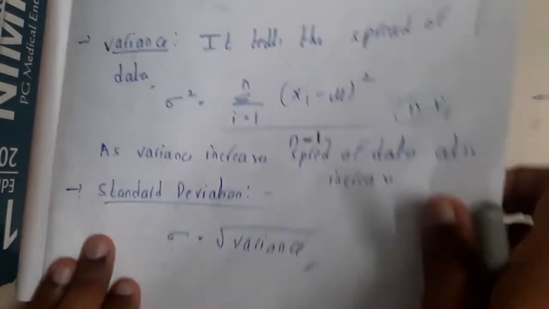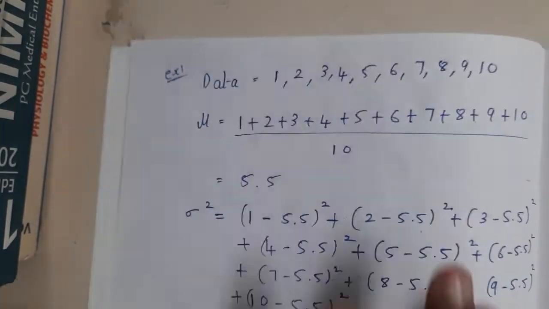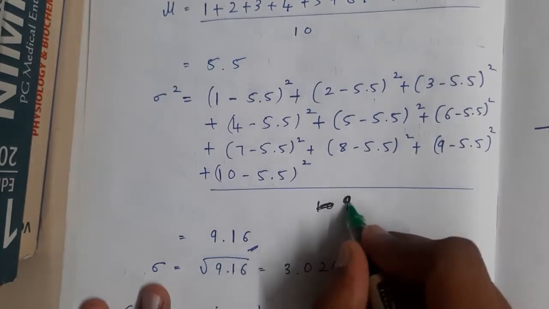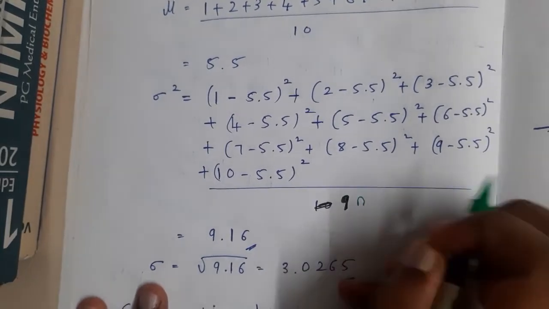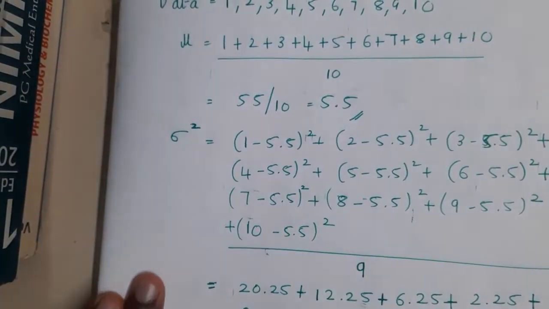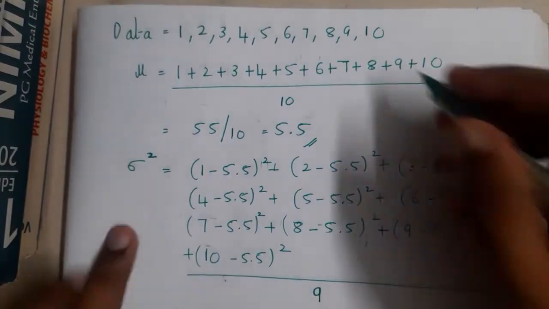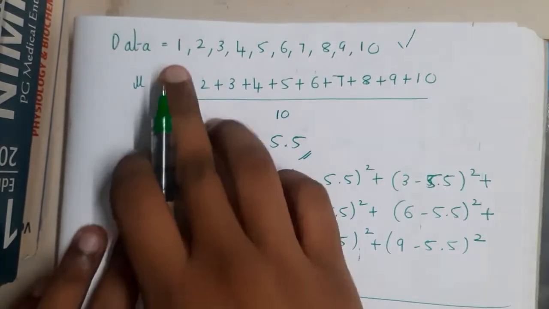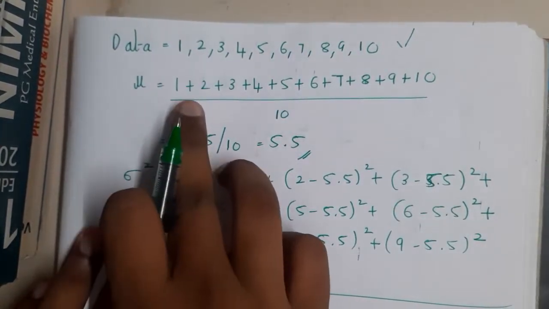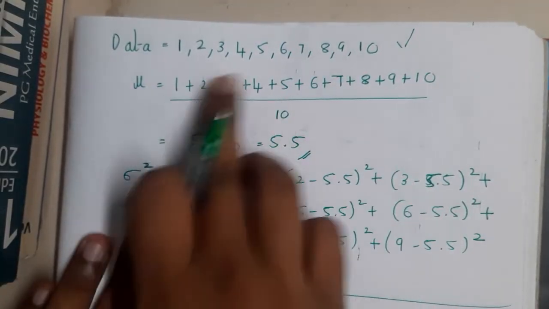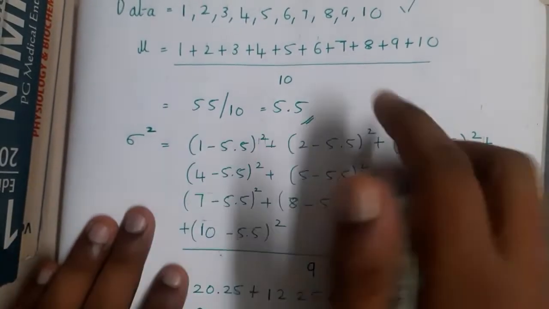Got it? In my book, please don't follow this example, guys. This example is a bit wrong, because I calculated with n. So I have redone all the problems related to these topics, and I'll be sharing this file in the group. The given data is from 1 to 10, and mu is your mean, so just add them and divide by the total number of items. That is 10 items, 55 by 10, which gives 5.5.